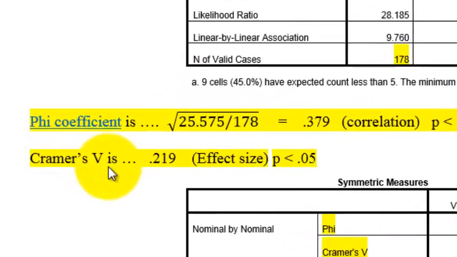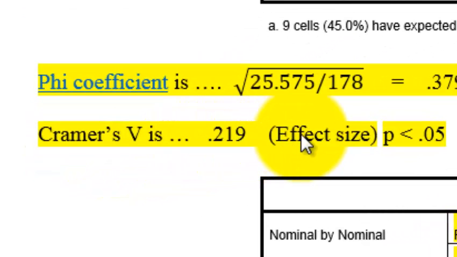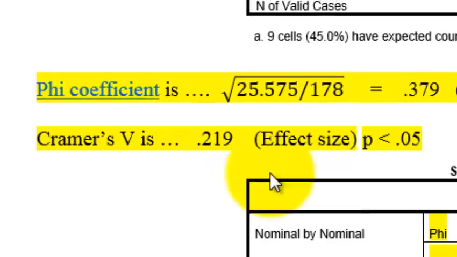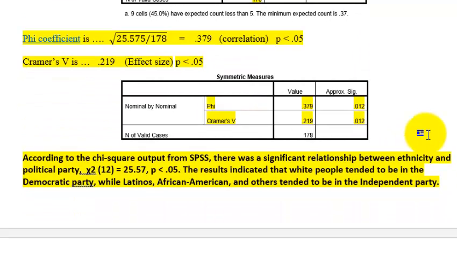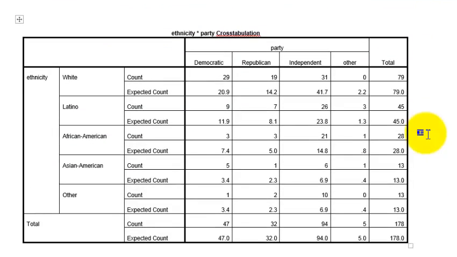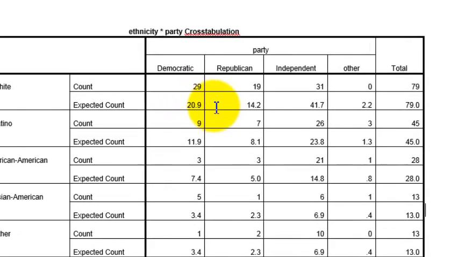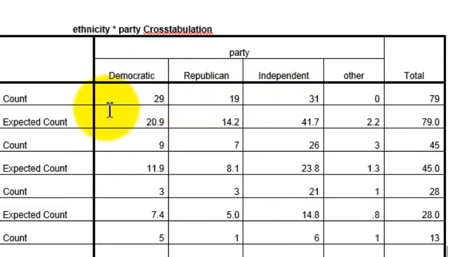So the Cramer's V is 0.219, and we think of that like an effect size. It too was significant. So roughly 22% of the variation between the relationships between ethnicity and political party can be explained by this model. So what I always do is I look for the actual difference between the groups there. So here is the count that was the real data, the observed data, and here's the expected count if the null were true. So what I'm looking at is any significant difference between the actual count and the expected count.